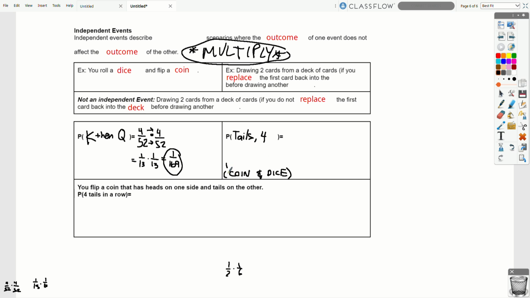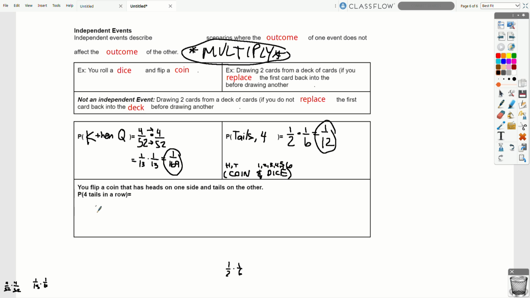Now let's say we have a coin and a dice. A coin has heads and tails, 2 options. A dice has 1, 2, 3, 4, 5, 6. So what's the probability of getting tails? 1 out of 2. And we're going to multiply that by the probability of rolling a 4. There is 1 four out of 6. So that's 1 over 2 multiplied by 1 over 6, which is 1 over 12. Not that big of a chance.